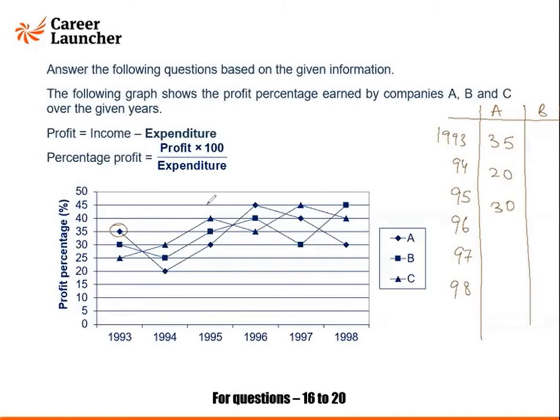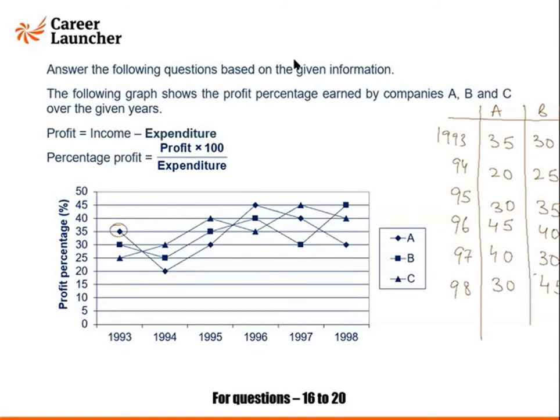For 96, we have this number, 45. The next is 40. And the last one is 30. But then I'll write it over there with the red pen. The second is B, that's 30 initially. Then 25. Then 35. Then it reached 40. Then it reached 30. And then it reached 45.